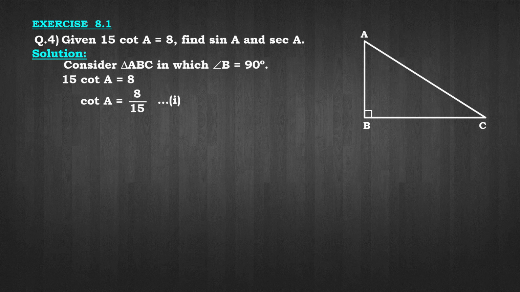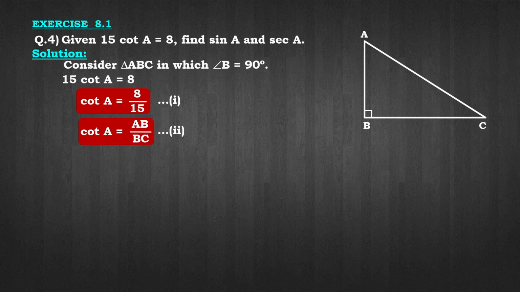Now, let us draw a right-angled triangle to represent this situation. Consider a triangle named ABC, which is right-angled at point B. Let angle A be the given angle. By definition, cotangent A is the ratio of the adjacent side to the opposite side. So, cotangent A is equal to the length of side AB divided by the length of side BC. We already know that this ratio is 8 divided by 15.